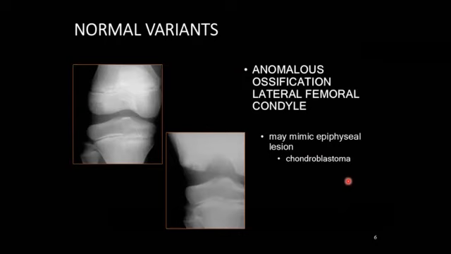Another normal variant that we should keep in mind is the anomalous ossification of the lateral femoral condyle. You can see here there is some lytic abnormality at the lateral femoral condyle, also seen here, and it might be mistaken for other pathologies like chondroblastoma, for example. So we should keep that in mind.